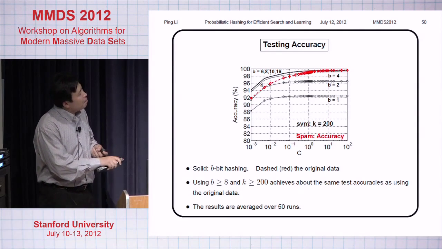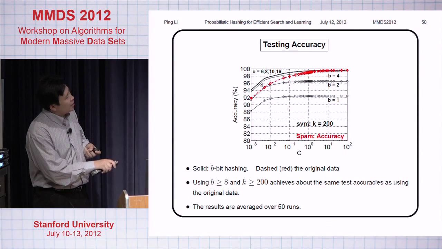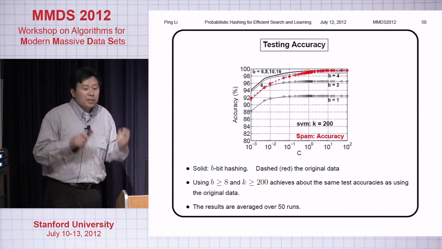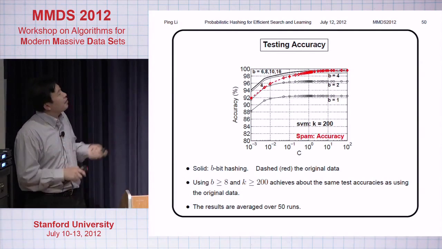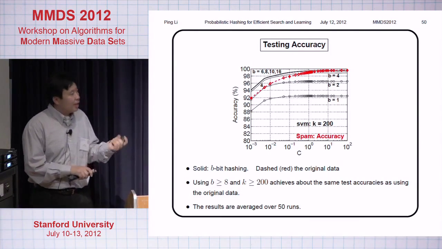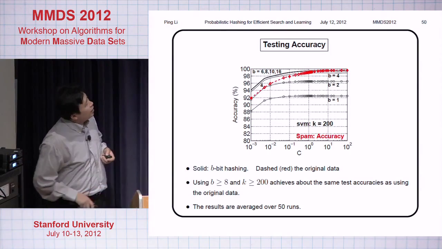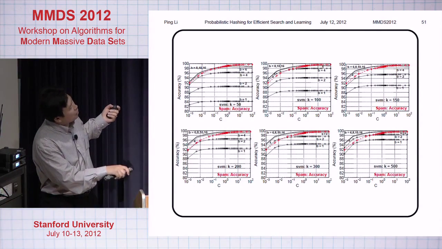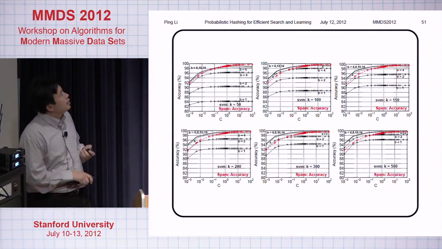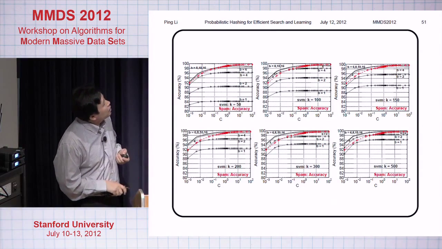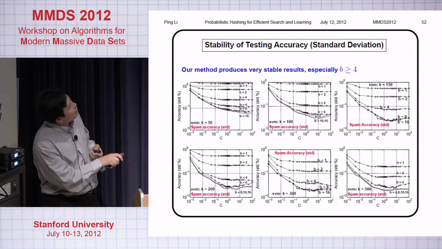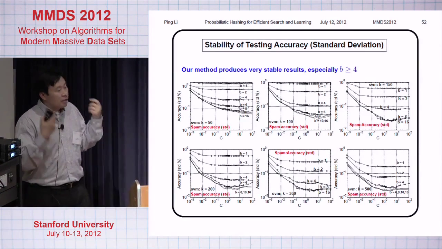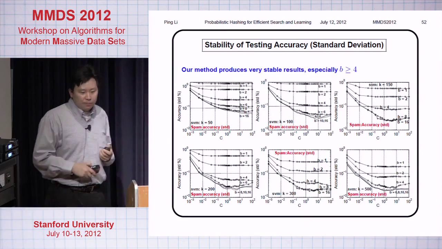In this case, 8 bits and 200 permutations is actually only about 70 megabytes in terms of storage. In terms of dimension, it has to be expanded a little bit higher, but in terms of storage, that's the cost. We can do this for all numbers of permutations, 50 to 500, and we see a similar trend. This is for SVM. And the variance of the testing is very small. That means the algorithm is stable. It's a randomized algorithm, but it's very stable.